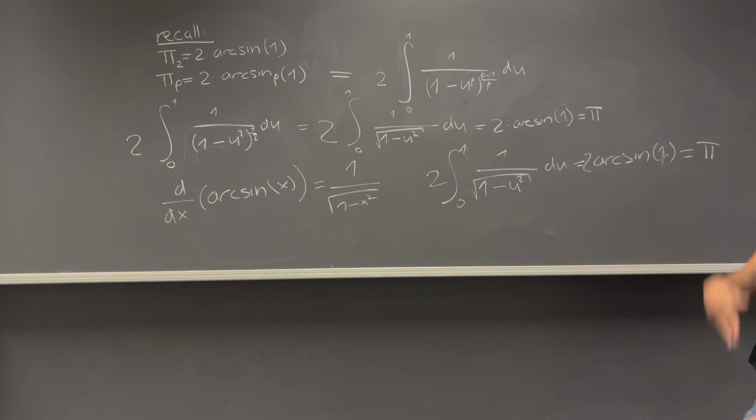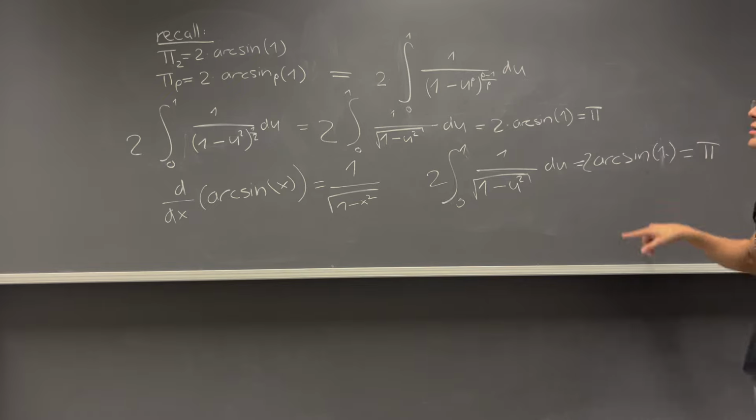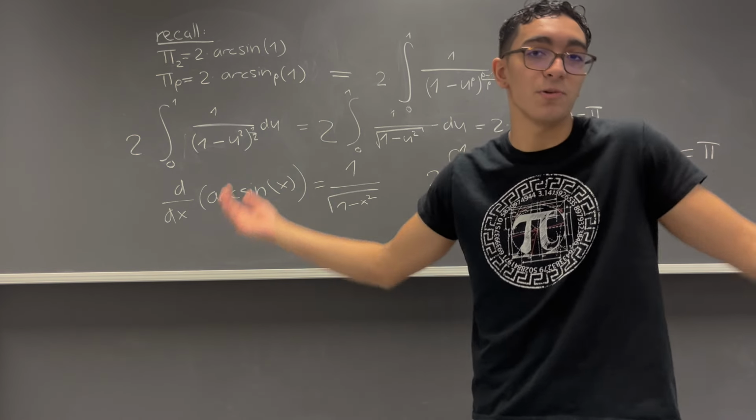Plugging in 2 gives us precisely twice arcsine of 1, or pi. It's just beautiful. Yeah, it can be beautiful. But we can go one step further. Let's have a look at special functions.